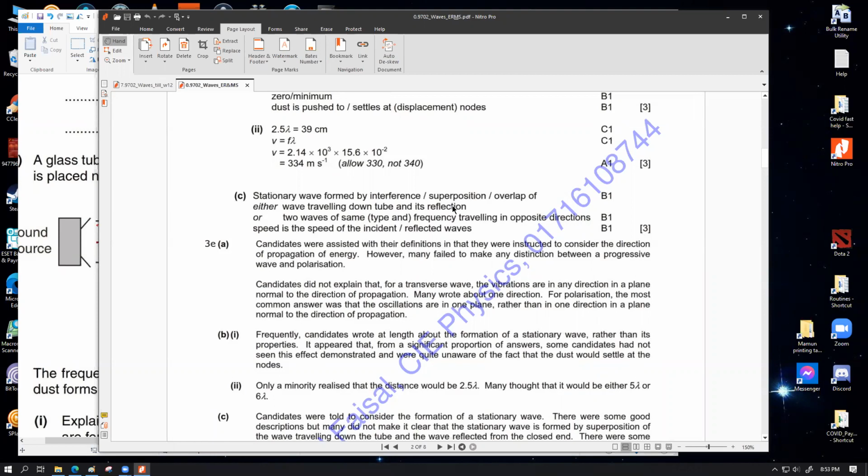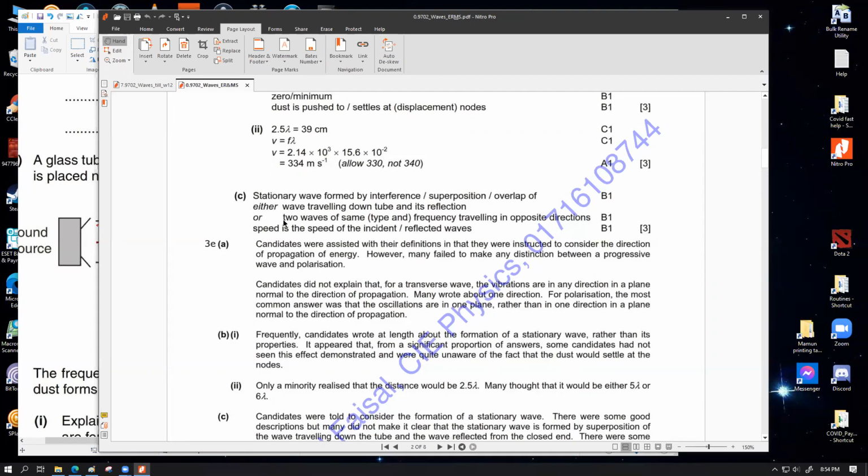Mentioning that scores you the second mark, which means you have to say that two waves are either traveling down the tube and its reflection, which is the exclusive case for this experiment, or we can go for the generic version. Generic version means the typical normal description: the two waves of the same type and frequency traveling in opposite directions. This is the generically acceptable description for stationary waves from two progressive waves.